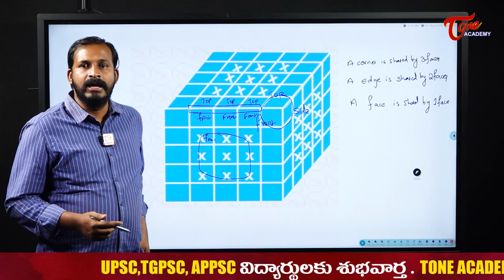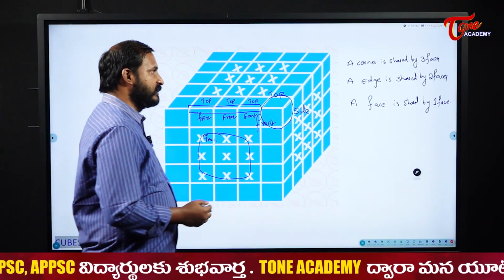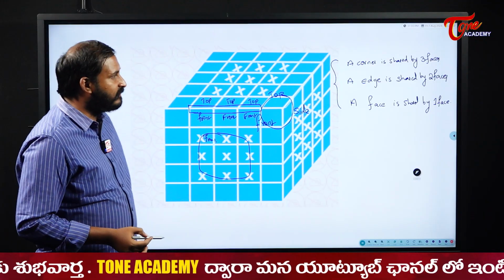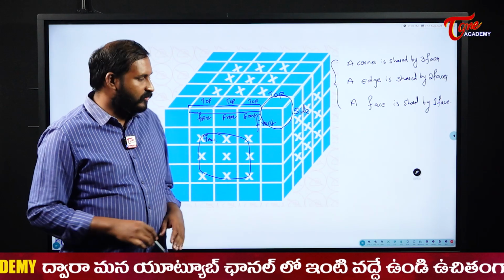We cannot see the middle cubes at all here. So a corner is shared by three faces. An edge is shared by two faces. A face is shared by one face. Okay, sir, good, well and good.